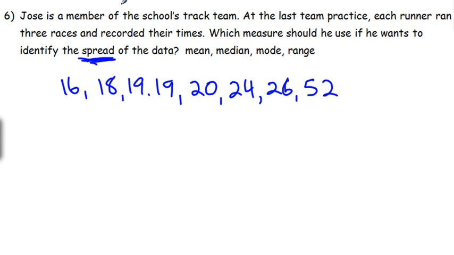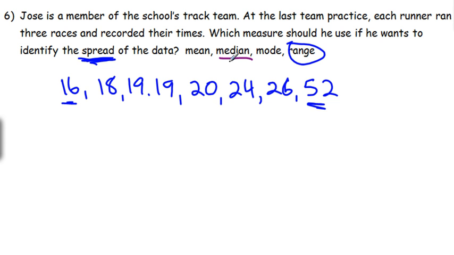So which would show how much this data is spread? How much is this spread out? Well, if it's spread out, we're thinking about the distance from our smallest number to our biggest number. And we think which of our measures talks about the lowest number and the highest number. Well, the only one that really makes sense there is the range. Okay? That's your answer. Range. We're done.